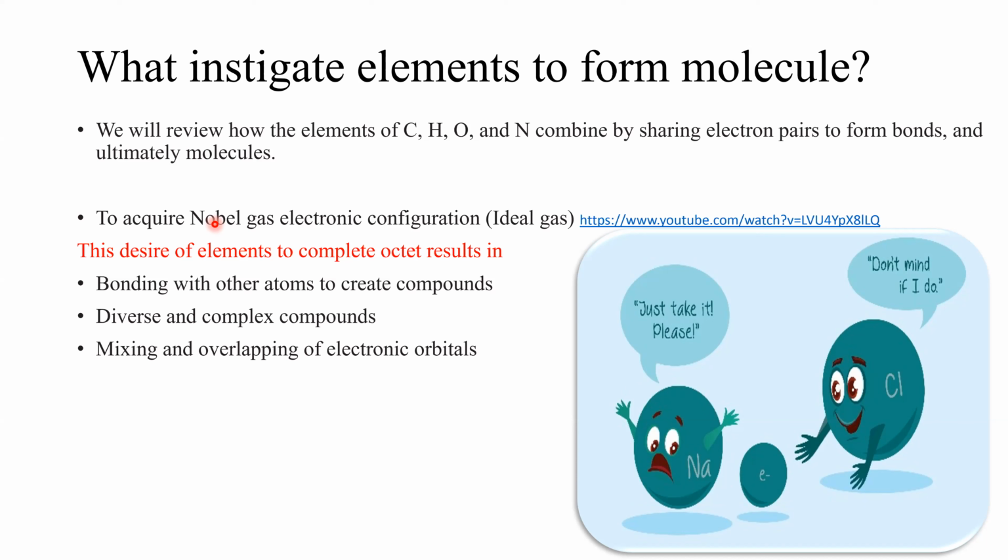Octet means having 8 electrons in the outermost shell, which results in bonding with other atoms to create diverse and complex compounds, through mixing and overlapping of electronic orbitals. The points I have mentioned here, the desire of elements to complete the octet, result in the process, the modification the elements go through to achieve their destination.